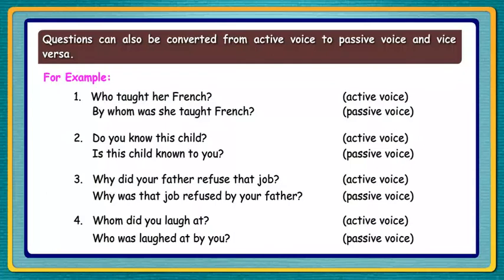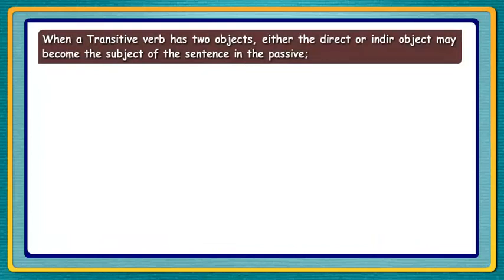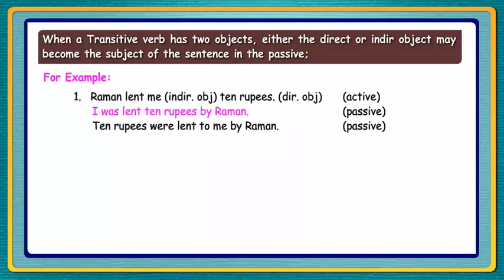When a transitive verb has two objects, either the direct or indirect object may become the subject of the sentence in the passive. Example, Raman lent me, indirect object, 10 rupees, direct object. Active. I was lent 10 rupees by Raman. Passive. 10 rupees were lent to me by Raman. Passive.